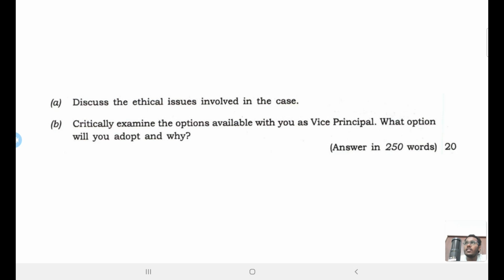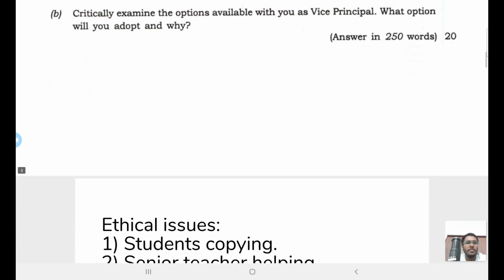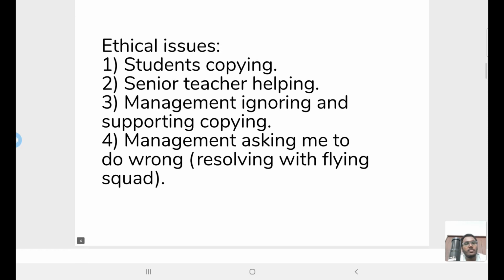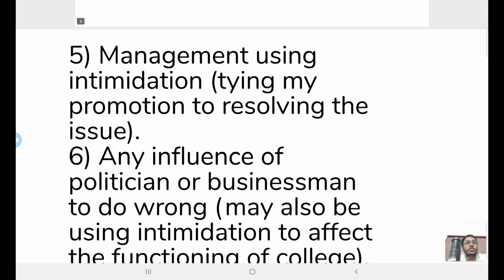Pretty straightforward. Identify what all problems are there. So first thing is students copying. Next, the senior teacher helping is another issue. Management ignoring the copying is another issue. Ignoring and supporting copying. Management asking me to do wrong, that is asking me to resolve with the flying squad, is another mistake, another ethical issue. Management using intimidation is another issue, that is tying my promotion to resolving the issue.